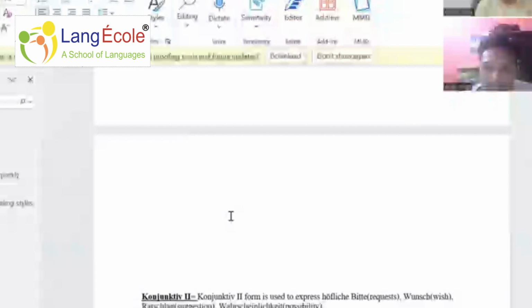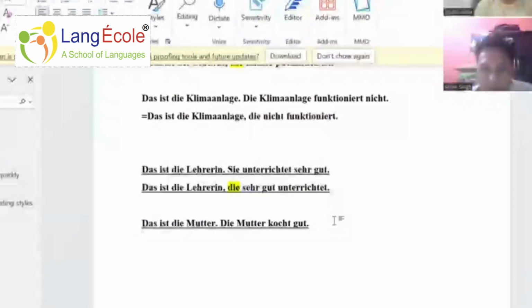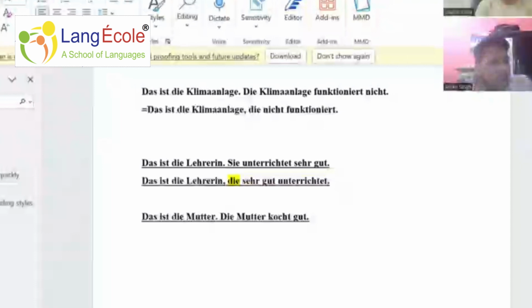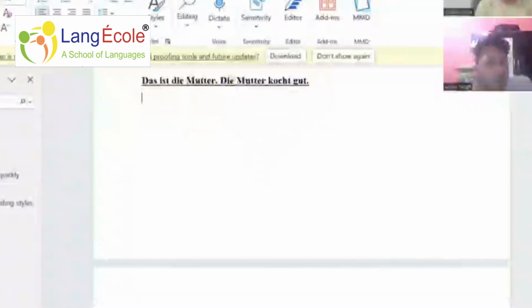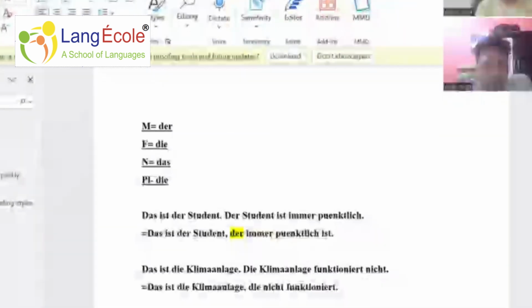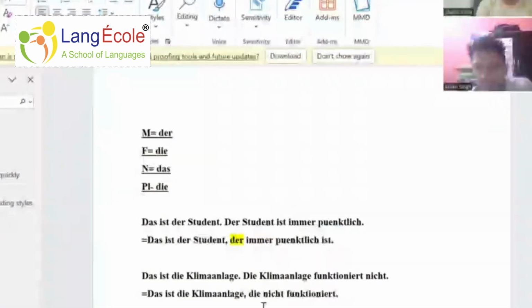Now, tell me, what would it be? I haven't written the answer. Yeah, you tell me. Das ist die Mutter, die gut kocht. Good. So, das ist die Mutter, die gut kocht. Because we are focusing on the common noun that we have in the sentence. So, that was all for your relative sentence. Now, we'll proceed with your book. Let's see what explanation they have given in your course book.